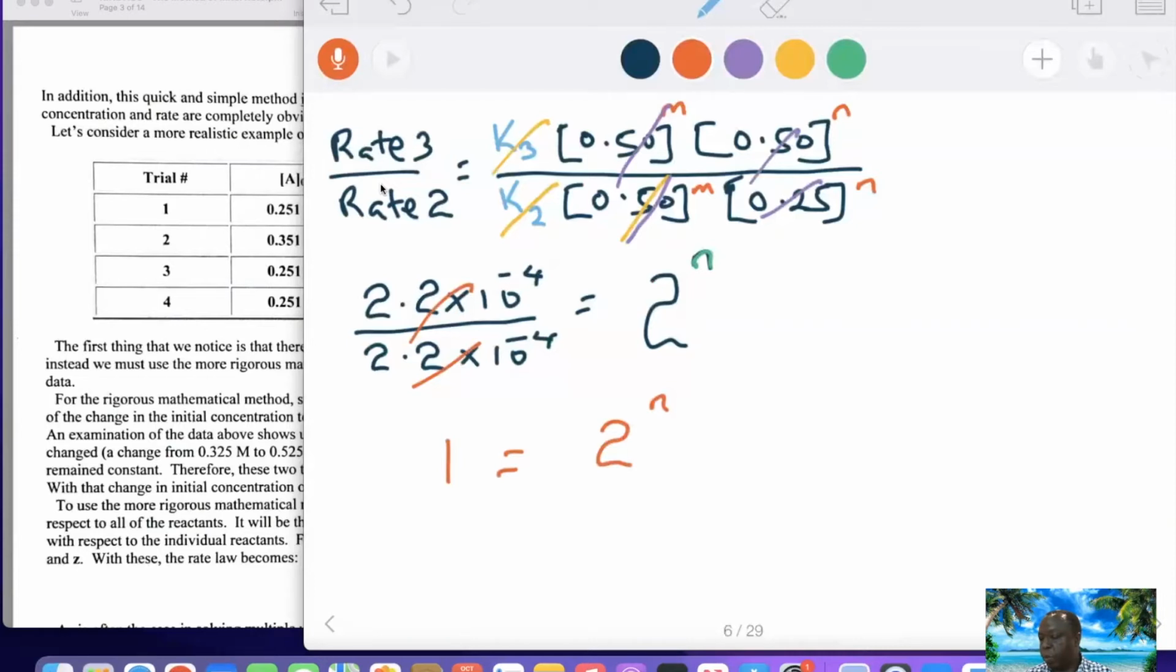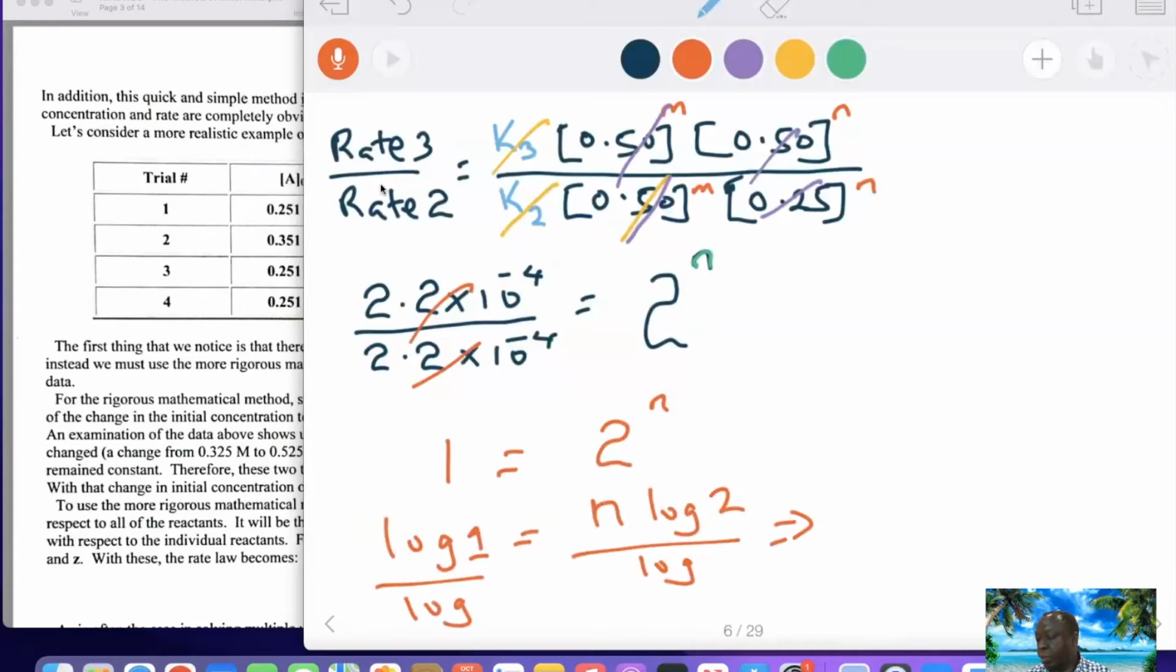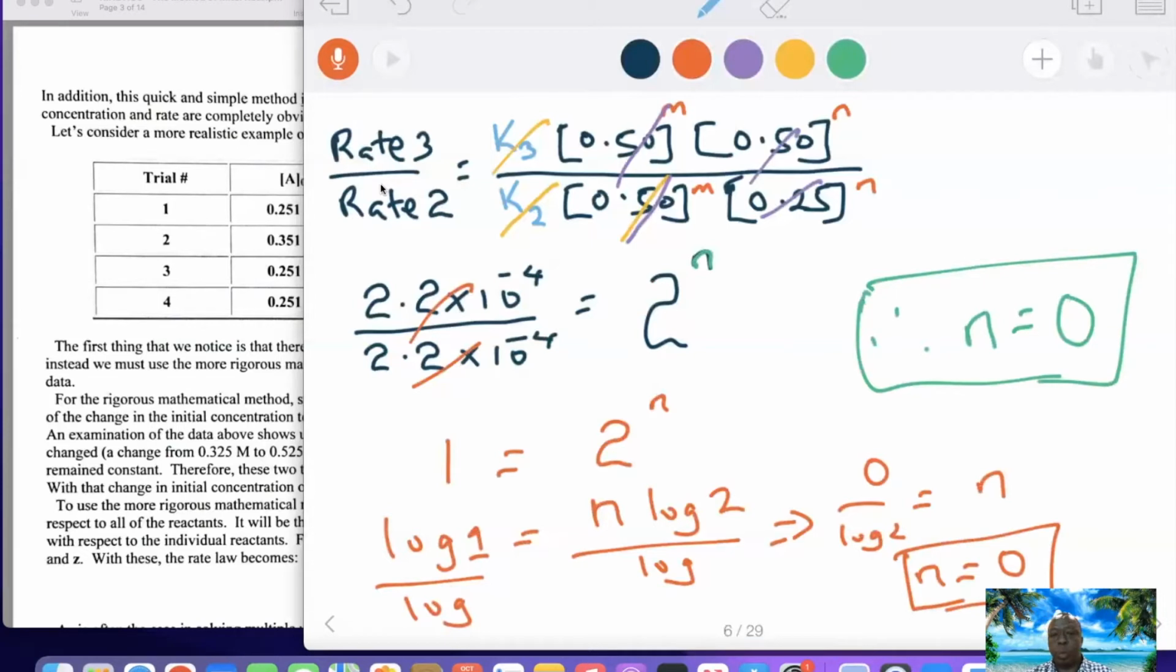Taking the log is something you need to know. Log of both sides: log of 1 equals n log 2. Divide both sides by log 2. This implies log of 1 is 0, so 0 over log 2 equals n, which means n equals 0. The reaction order with respect to hydroxide is 0 order. Therefore, n equals 0. So remember, you pick 2 experiments where the concentration of what you are looking for is changing, and the other one should be constant. We couldn't pick experiment 1 and 2 because the concentration for hydroxide is the same.